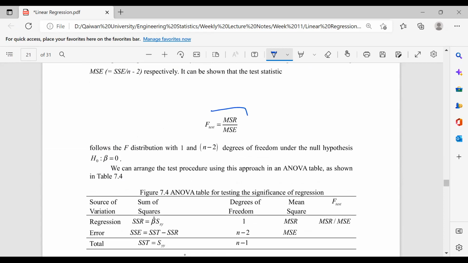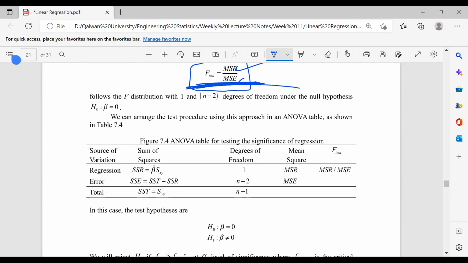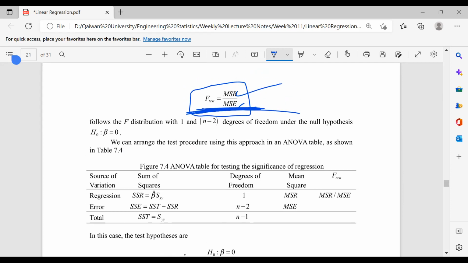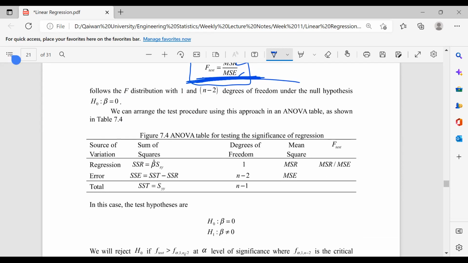Here, as I said before, when we use ANOVA, we use the F-test for the hypothesis. You see, the F-test is MSR divided by MSE, which are mean squares. These two are mean squares. We have this table.